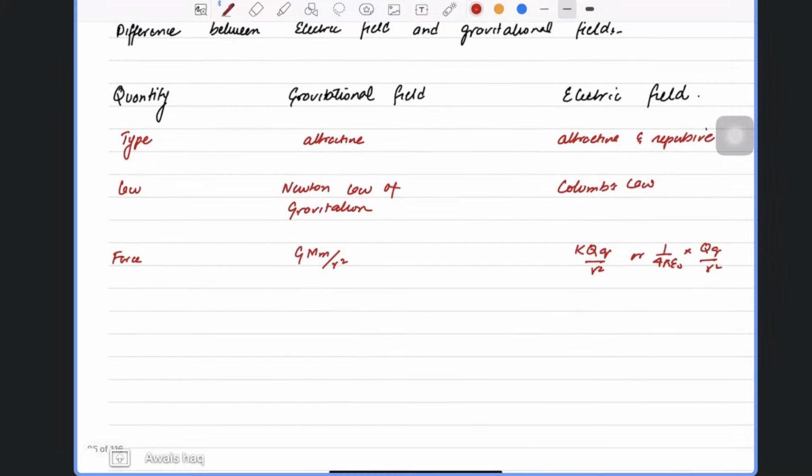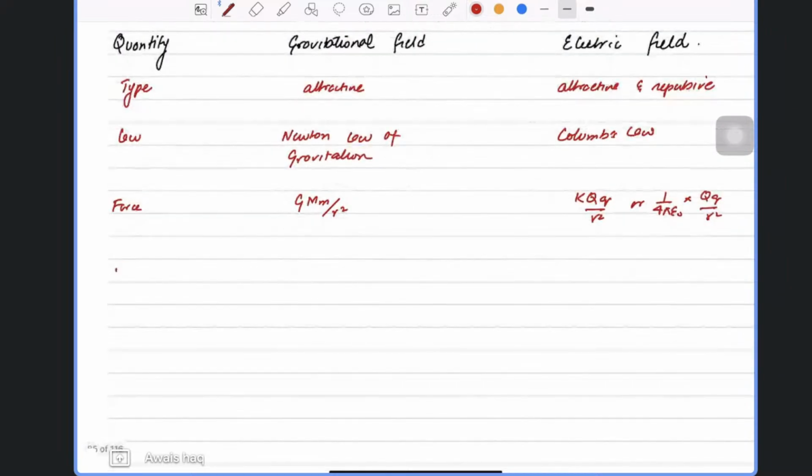Then we're going to talk about the work done. In this one, work done was given by G M M over R, and in this one it is K Q Q over R. And then we can write the potential as well. The gravitational potential symbol was minus G M over R.